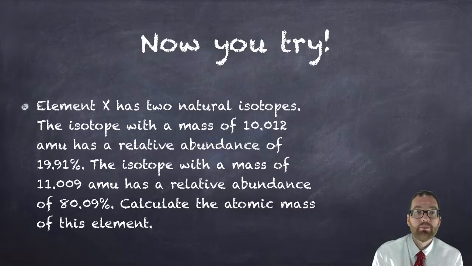Okay, now you try. Element X has 2 natural isotopes. The isotope with a mass of 10.012 AMUs has a relative abundance of 19.91%, and the isotope with a mass of 11.009 AMUs has a relative abundance of 80.09%. Calculate the atomic mass of this element. My suggestion to you is to make a little chart like I did on that last problem and go ahead and give it a try. Pause the video, and when you're done, unpause it and I'll show you how to do it.